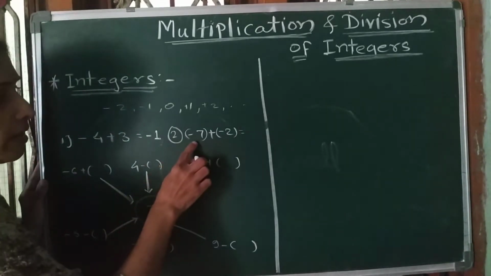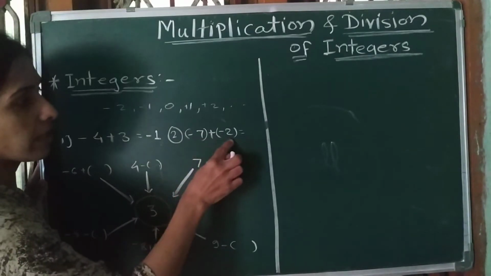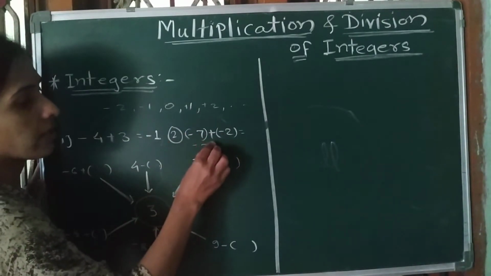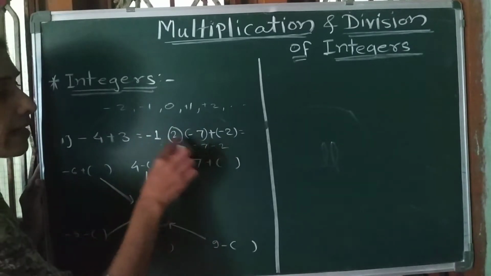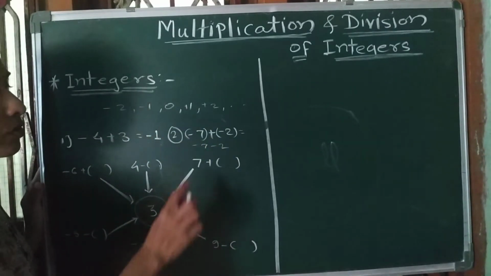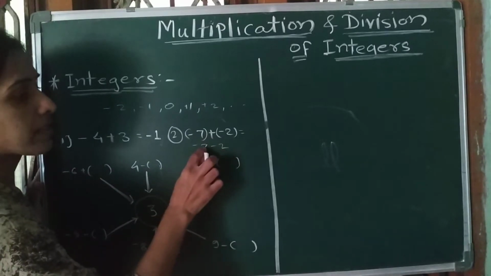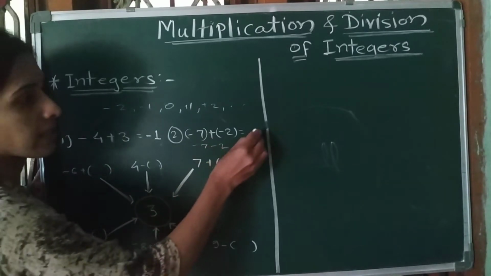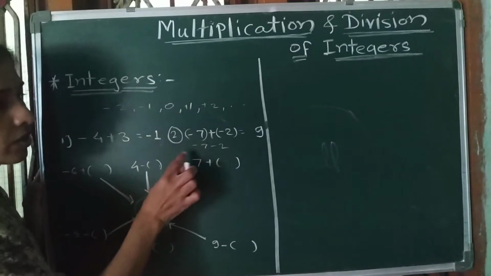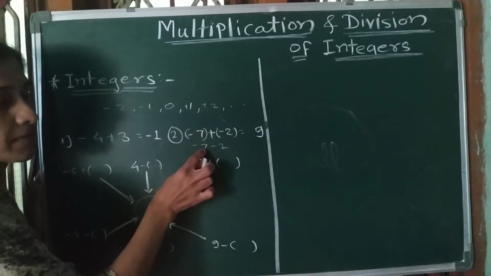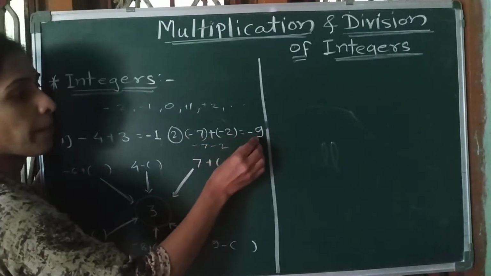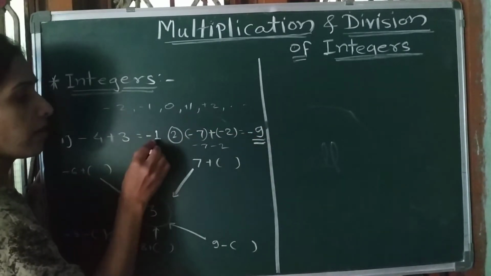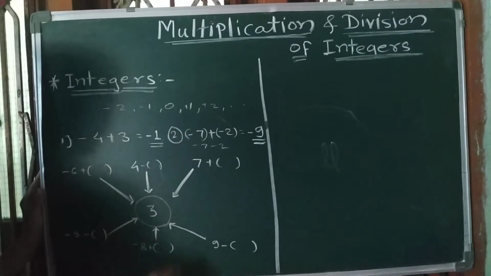Here the signs are the same: -7 and -2. When two same signs are there, you have to add. So 7 plus 2 is 9, and apply the sign of the greater number. 7 is the greater number and 7 has a minus sign. So give minus here. Your answer will be -9.